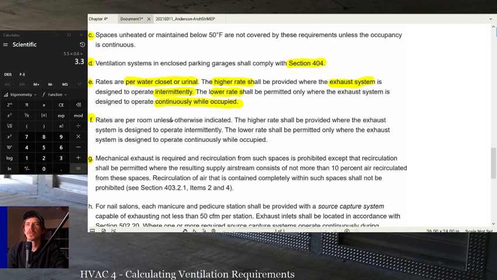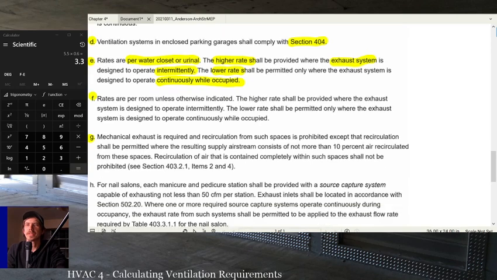For F, rates are per room unless otherwise noted. The higher rate shall be provided where the exhaust system is designed to operate intermittently. The lower rate shall be permitted where it operates continuously. This is for kitchens and things like that, if I recall, but that's note F.